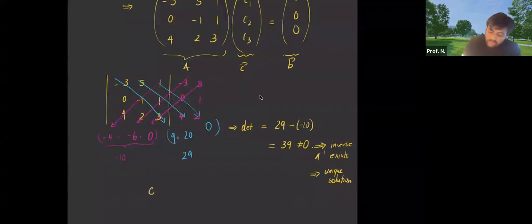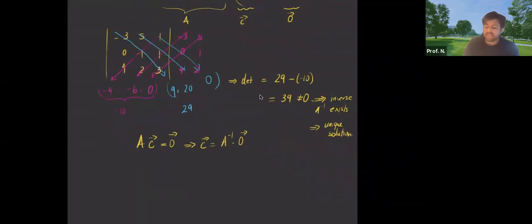And if A times C equals B, then C is equal to A inverse of B. But B is 0. This is the 0 vector. So let me write this as this. I'm multiplying the inverse of A by 0. But what does that mean? It's 0.